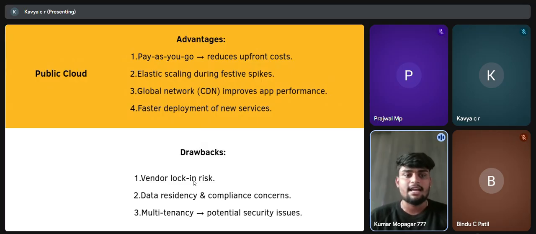As for drawbacks, it has some drawbacks like vendor lock-in risk, data residency and compliance concerns, and latency. There are potential security issues. Global and quick development launches new features faster, and nowadays quick development has included new features also. The next slide will be explained by Kavya.